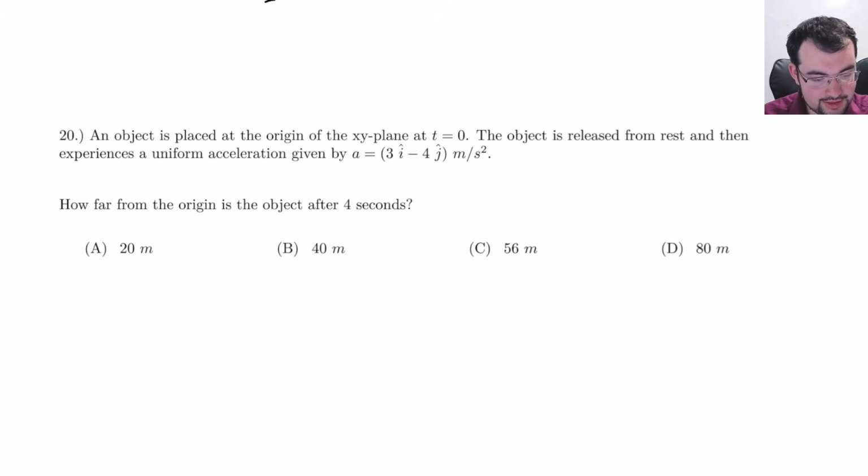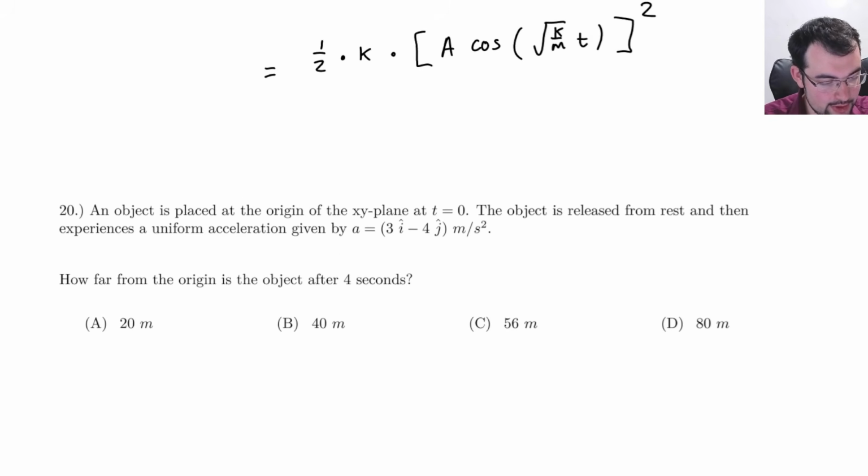All right, an object is placed at the origin of the xy plane at t equals 0. The object is released from rest and then experiences a uniform acceleration given by 3 i hat minus 4 j hat meters per second squared. How far away is the object after 4 seconds? So because we're starting from rest, we don't need to do a whole bunch of Pythagorean theorem, although it will still work.